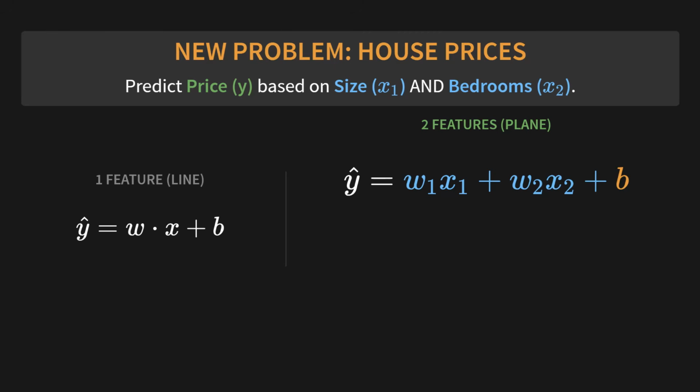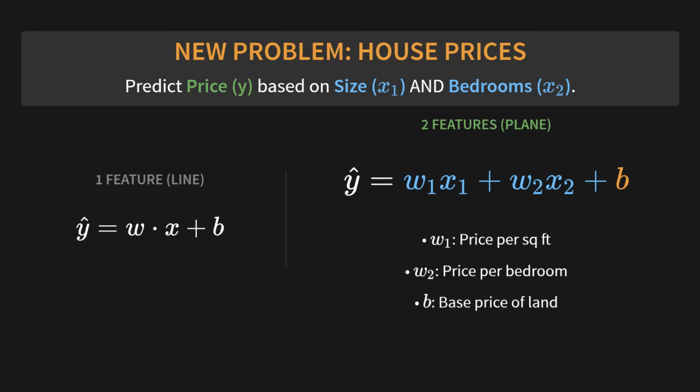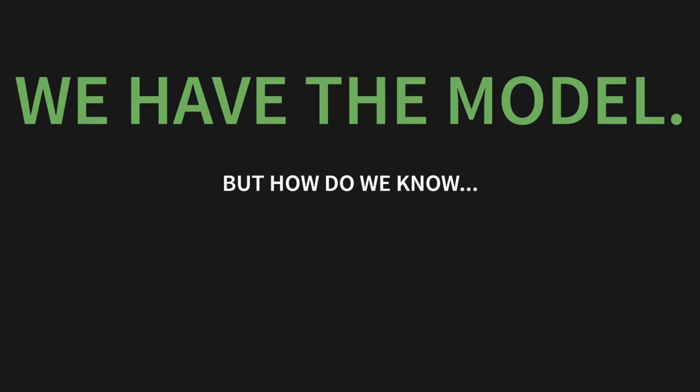And the logic is the same. W sub 1 is just the price per square foot. W sub 2 is the price per bedroom. And b is the base price of the land. The logic remains identical. We just have more weights to find. Okay, so now we have the model. It's an equation that can make predictions.